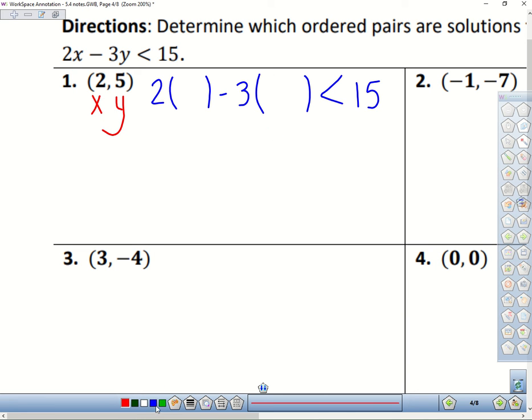All right, so one is x, one is y, right? Okay, so this is x, and this is y. We plug them in for x and y. All right, we just plug them in. Now we're going to simplify. So what's 2 times 2? 4. Thank you. What is 3 times 5? 15. Good. So 4 minus 15, what's that going to be? Negative 11.